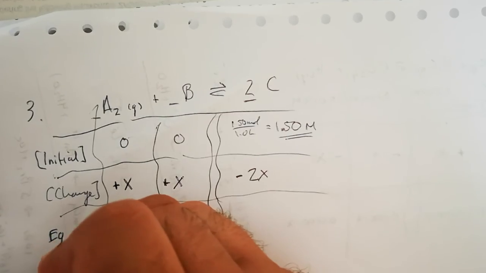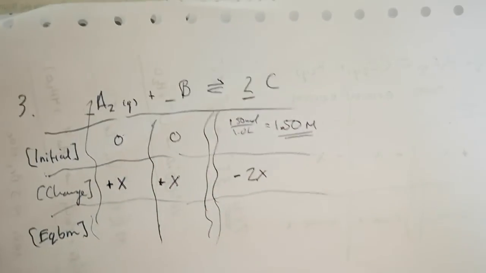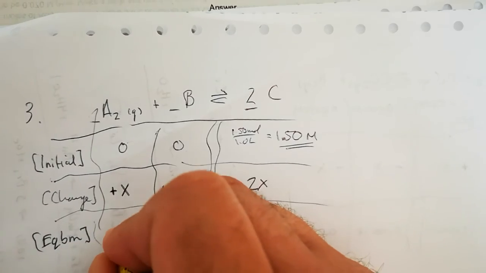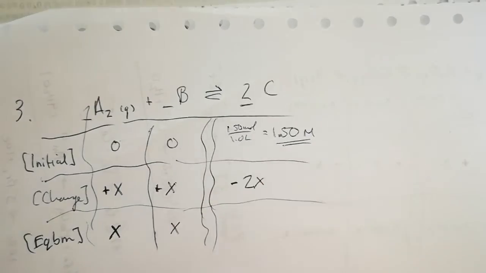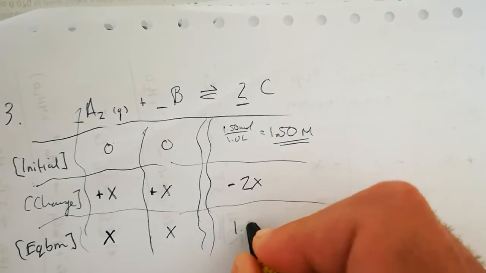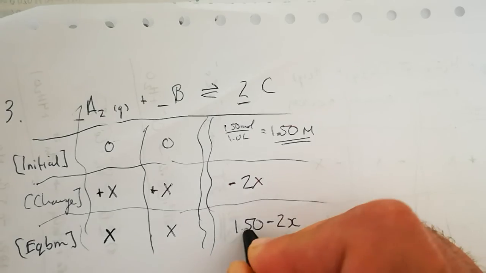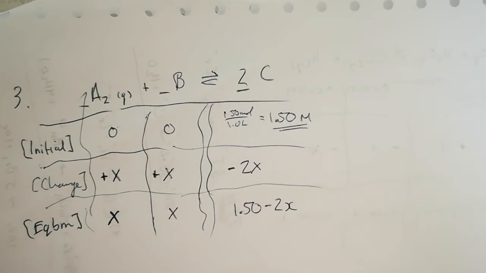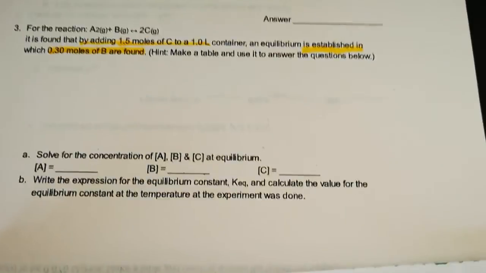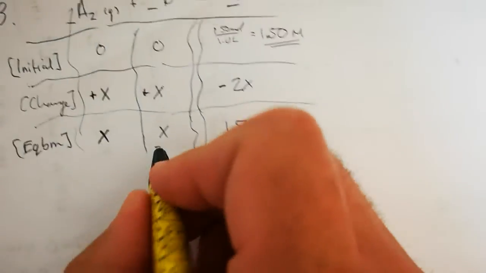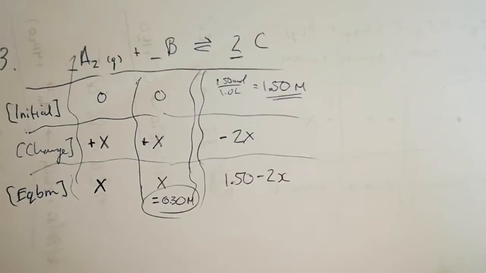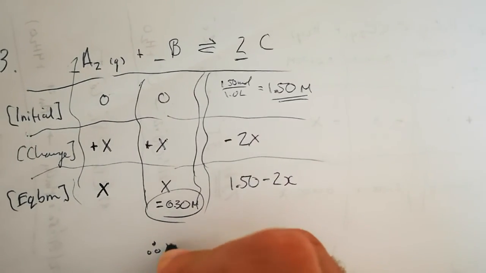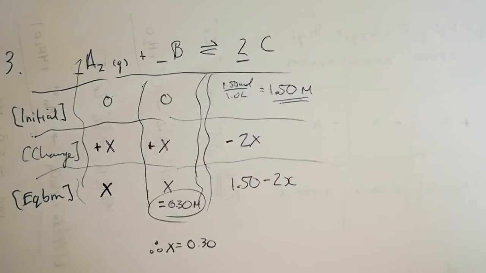Now, at equilibrium, or EQBM for short, the final concentration of A will be 0 plus X. The final concentration of B will be 0 plus X. And the final concentration of C will be 1.50 subtract 2X. Now, we were given an important piece of information. 0.3 moles of B were found. Therefore, X equals 0.30.